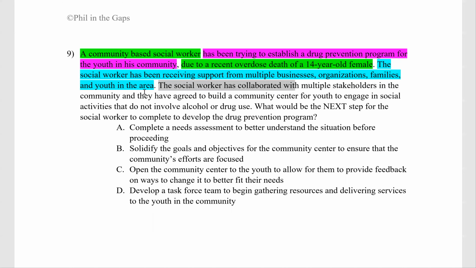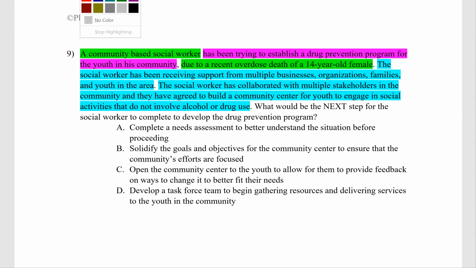The social worker has collaborated with multiple stakeholders in the community, and they've agreed to build a community center for the youth for them to engage in social activities that do not involve alcohol or drug use. What would be the next step for the social worker to complete the drug prevention program? A, complete a needs assessment to better understand the situation before proceeding. B, solidify the goals and objectives for the community center to ensure that the community's efforts are focused. C, open the community center to the youth to allow for them to provide feedback on ways to change it to better fit their needs. Or D, develop a task force team to begin gathering resources and delivering services to the youth in the community.